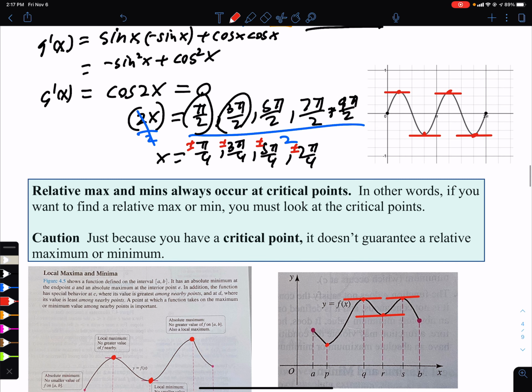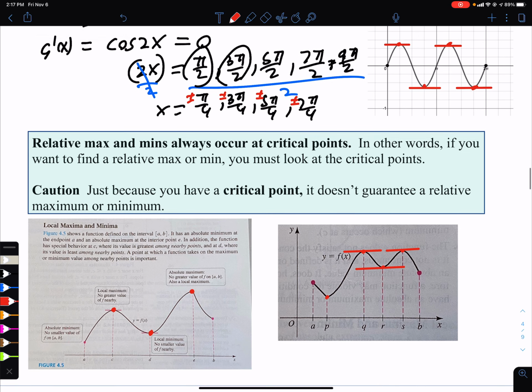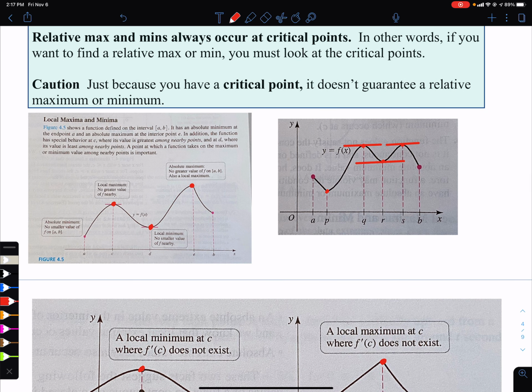Now, here is the next huge takeaway. Where do relative max and mins or local max and mins occur? They always occur at critical points. You're going to have a million questions this year asking you to find relative max and mins. How do you find it? You must know if you have one, it's going to be at a critical point. So to find relative max and mins, you have to find critical points. So I wrote, in other words, if you want to find a relative max and min, you must look at the critical points. But here's a caution.